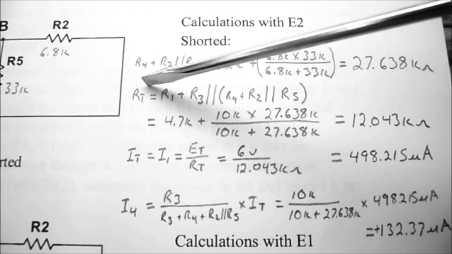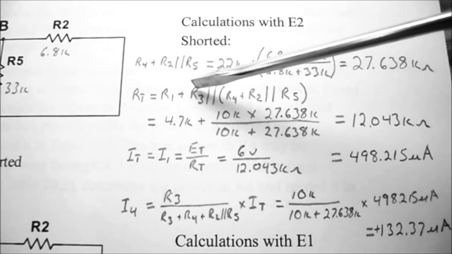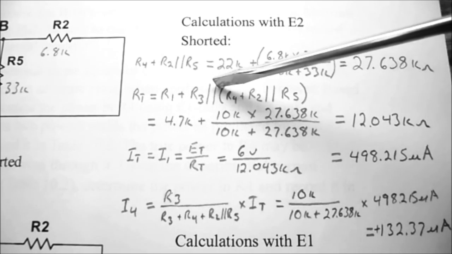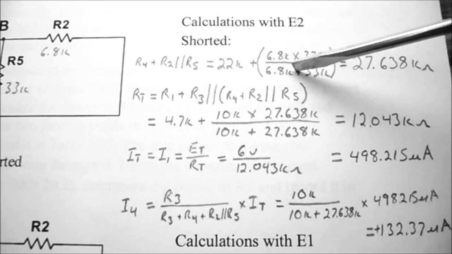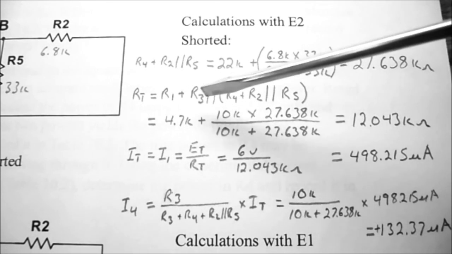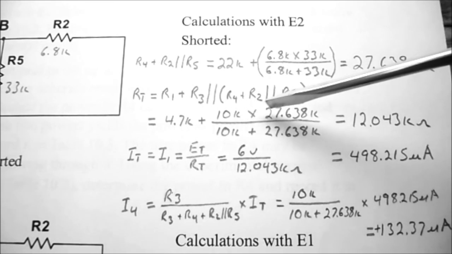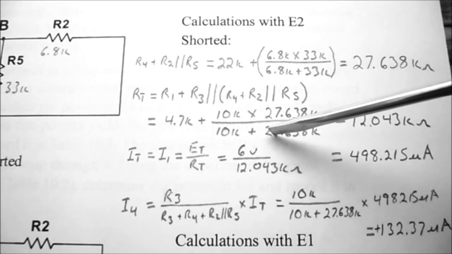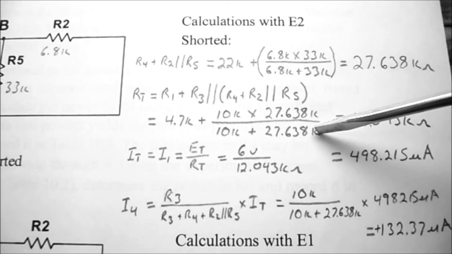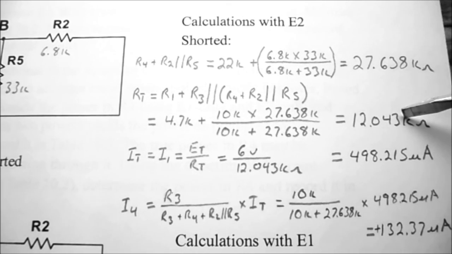Now to find RT, I'm going to take R1 and add R3 in parallel with the R4 plus R2 in parallel with R5 that we just calculated. So the equation becomes 4.7K plus 10K times 27.638K divided by 10K plus 27.638K. And that works out to 12.043K ohms. So that's the total resistance of our circuit.